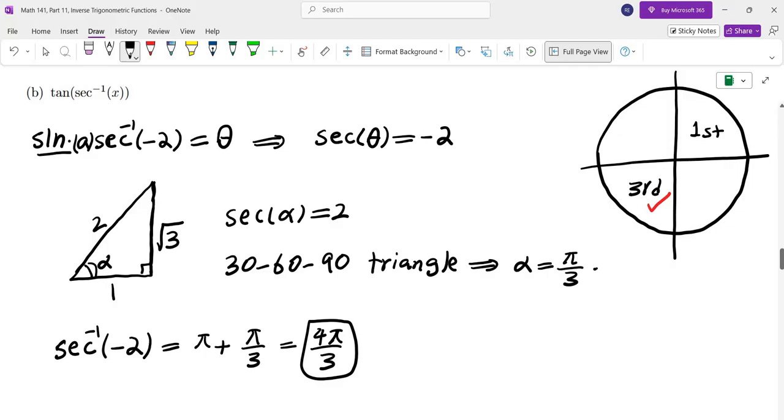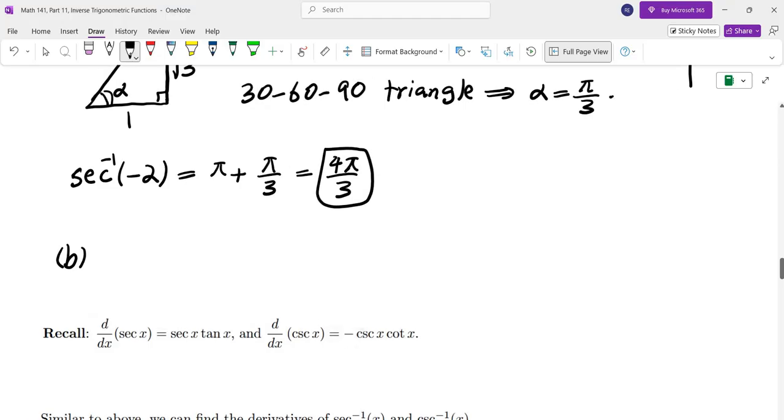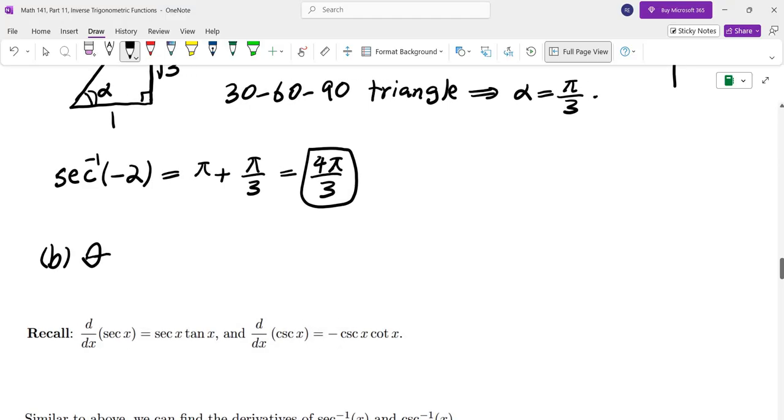Part B is asking us to find tangent of secant inverse of x. So how do we find tangent of secant inverse? We'll have to do something very similar to what we did before. So let's call that theta. Secant inverse of x is theta. So that tells us that secant of theta is equal to x.